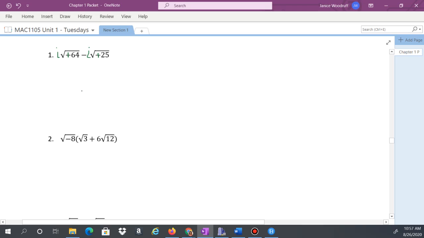So now I have i radical 64 minus i radical 25. Now these are perfect squares, so I can just take the square root. So that's going to be i times 8, so I make that 8i. And that's going to be i times square root of 25, 5. That's going to be 5i. We want to put the number first. And then 8i minus 5i gives us 3i. And we are simplified.